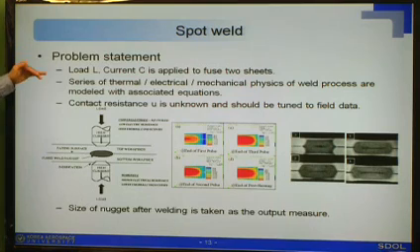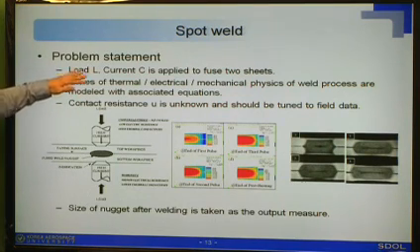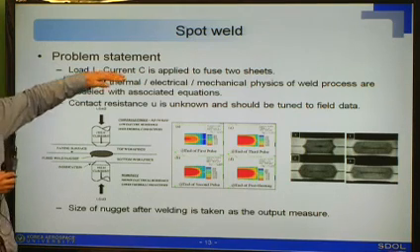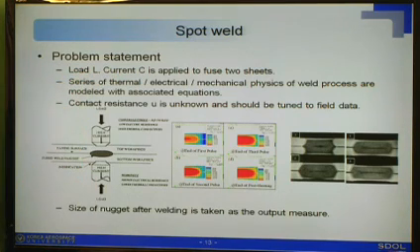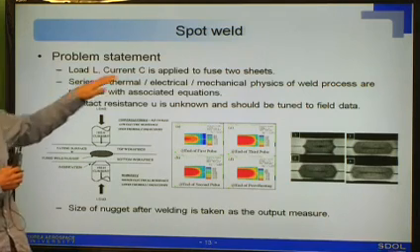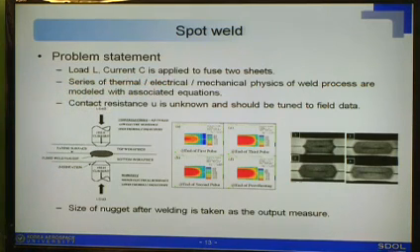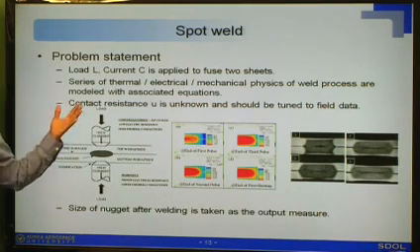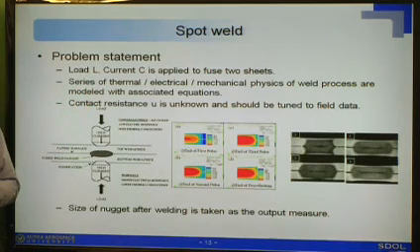Spot welding. The input parameters, we have two parameters. The load, the force compressing the two sheets against each other. And the electric current supplied in the welding process. And the purpose is to fuse the two sheets. And there is an analysis program, which is very complex, the so-called multidisciplinary analysis. We should go through that to obtain the results.